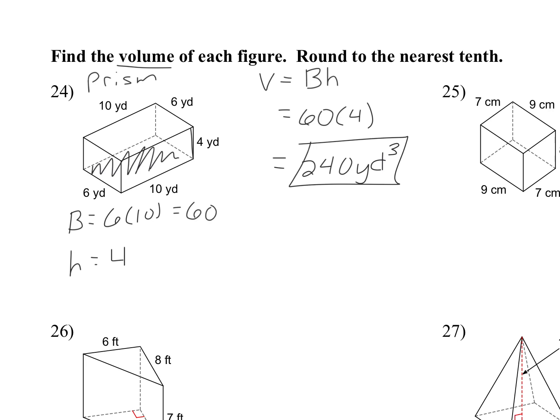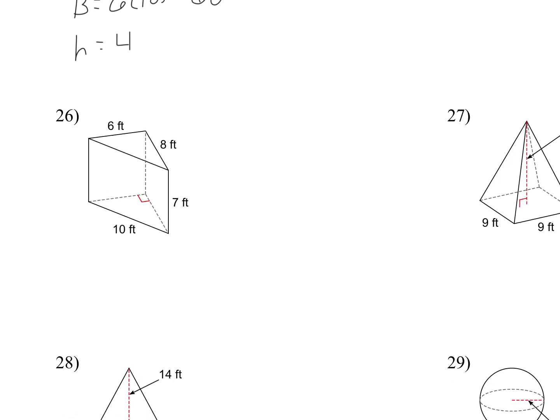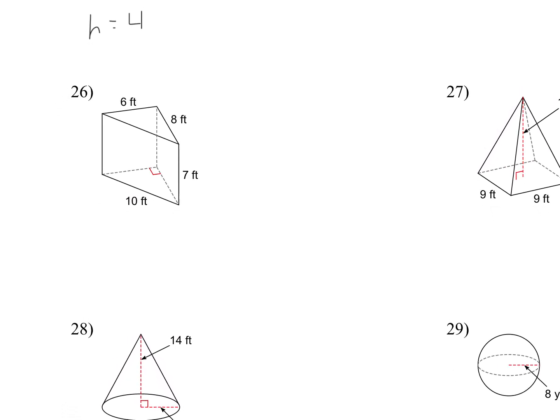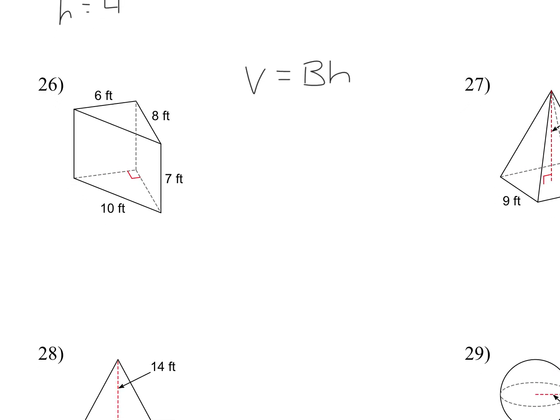Okay, 25 is very similar to that. Let's look at 26. What shape is 26? It is a prism, so are we using the same formula? Yes. This time, what's our shape? Triangle. How do I find the area of a triangle? Base times height divided by 2.